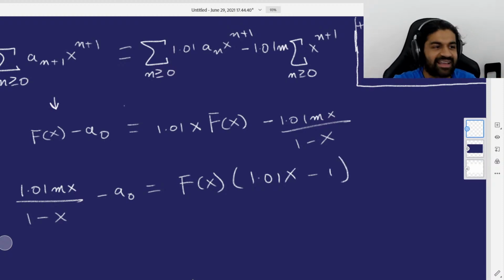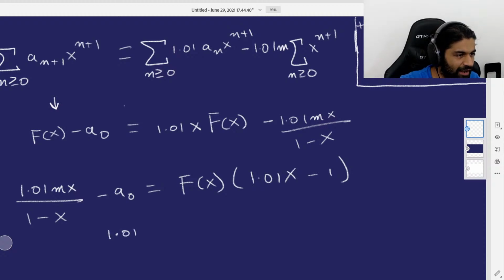Also, please check everything I'm doing. I'm notoriously prone to arithmetic errors. I'm just warning you right now. But the method should all make sense. Okay, so you have the situation. So now if you just divide both sides by 1.01x minus 1, this should give you what f of x is. But before I do that, I'm just going to take the common denominator on the left.